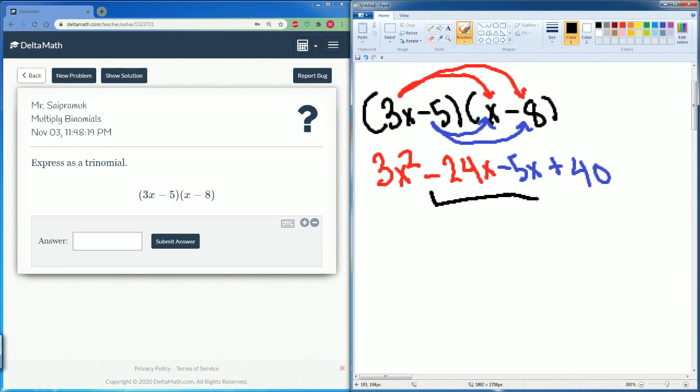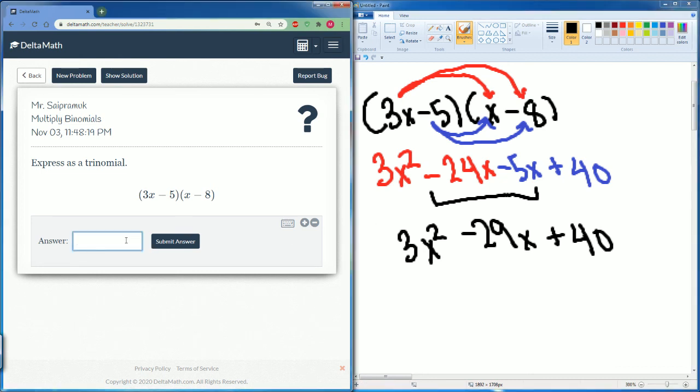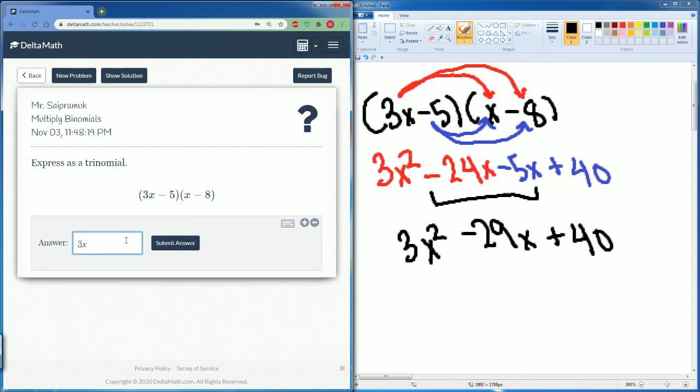All right. Add these two. These are like terms. So negative 24 minus 5 gets you negative 29. And these are x's. Bring everything else down. 3x squared minus 29x plus 40. Okay? Use your calculator. Don't make Claire's mistakes. So 3x squared minus 29x plus 40.